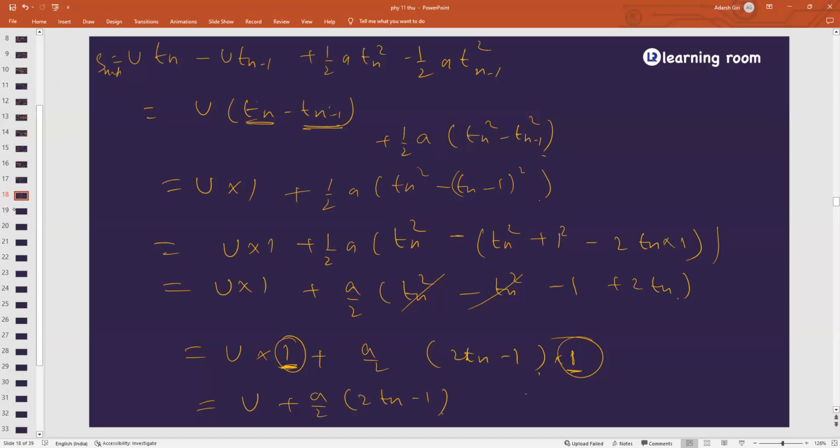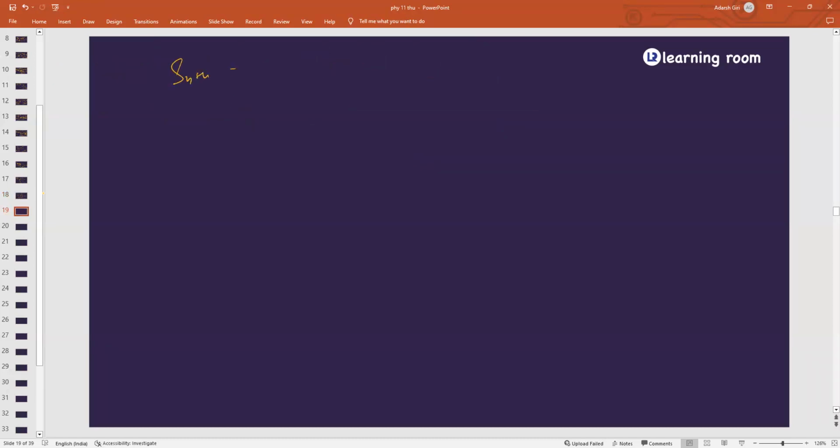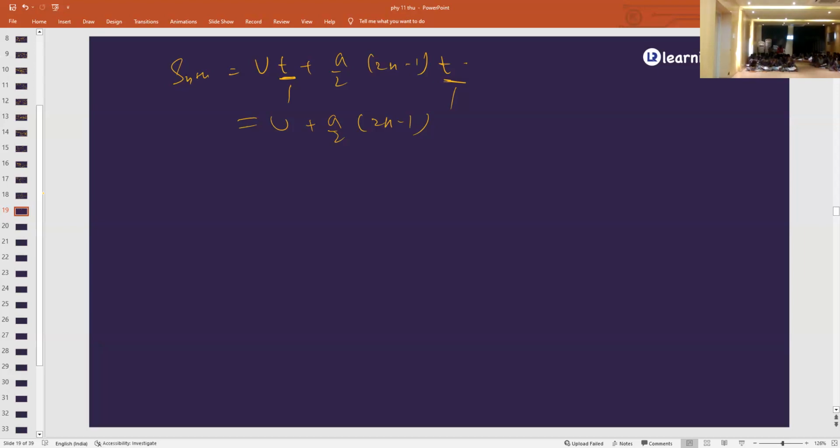So the basic formula is SNth equals u into t plus a by 2 into 2n minus 1 into t. But this t we consider as 1, because we are calculating for just 1 second duration, either 2 to 3, 3 to 4, 4 to 5, 5 to 6. So that's why the formula becomes u plus a by 2 into 2n minus 1. So whenever they ask whether this formula is dimensionally correct or not, what would you say? It is correct, sir. It is correct. And what is hidden there? The time is hidden. Very few people know about this.